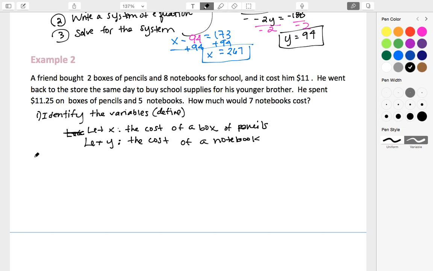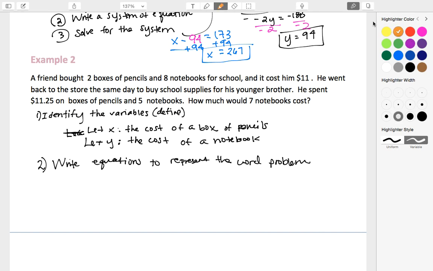Okay, now we actually want to write the equations to represent the word problem. Okay, so this is where we're going to have to use our context clues and figure out what this all means. So right here we have a friend bought 2 boxes of pencils and 8 notebooks for school, and it cost him $11.